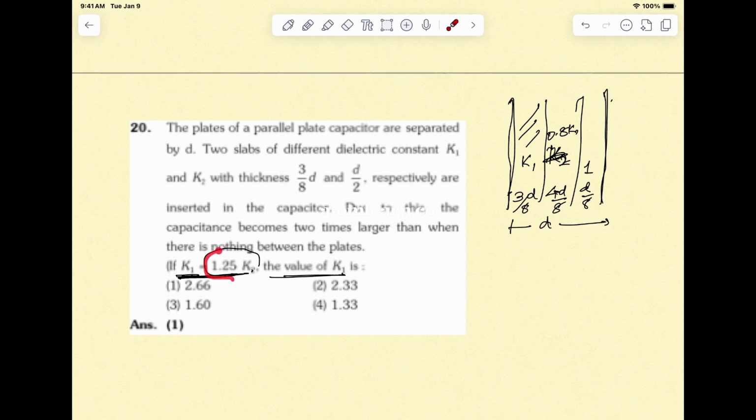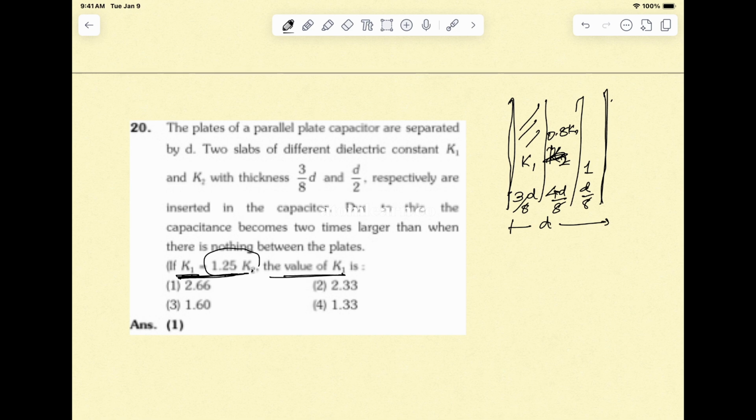Let me show this. Now 5 by 4 has gone that side, so now 4 by 5. 4 by 5 is 0.8. Therefore, I want to put K2 is equal to 0.8 K1 because we want the final answer in K1. Therefore, I don't want K2 here. That's the reason why I'm just putting it as 0.8 K1. Okay, now let's go back to how I'm going to solve the problem. Just watch how I'm going to solve the problem.